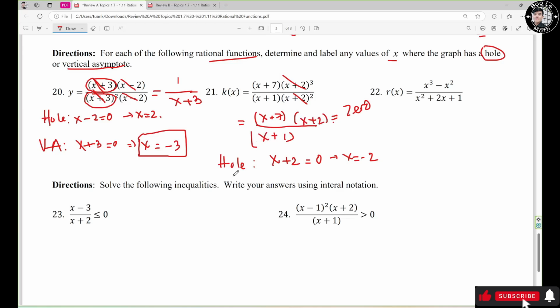Now, the vertical asymptote, you just let the denominator equal 0. So you have s plus 1 equals 0. So s equals negative 1, right?